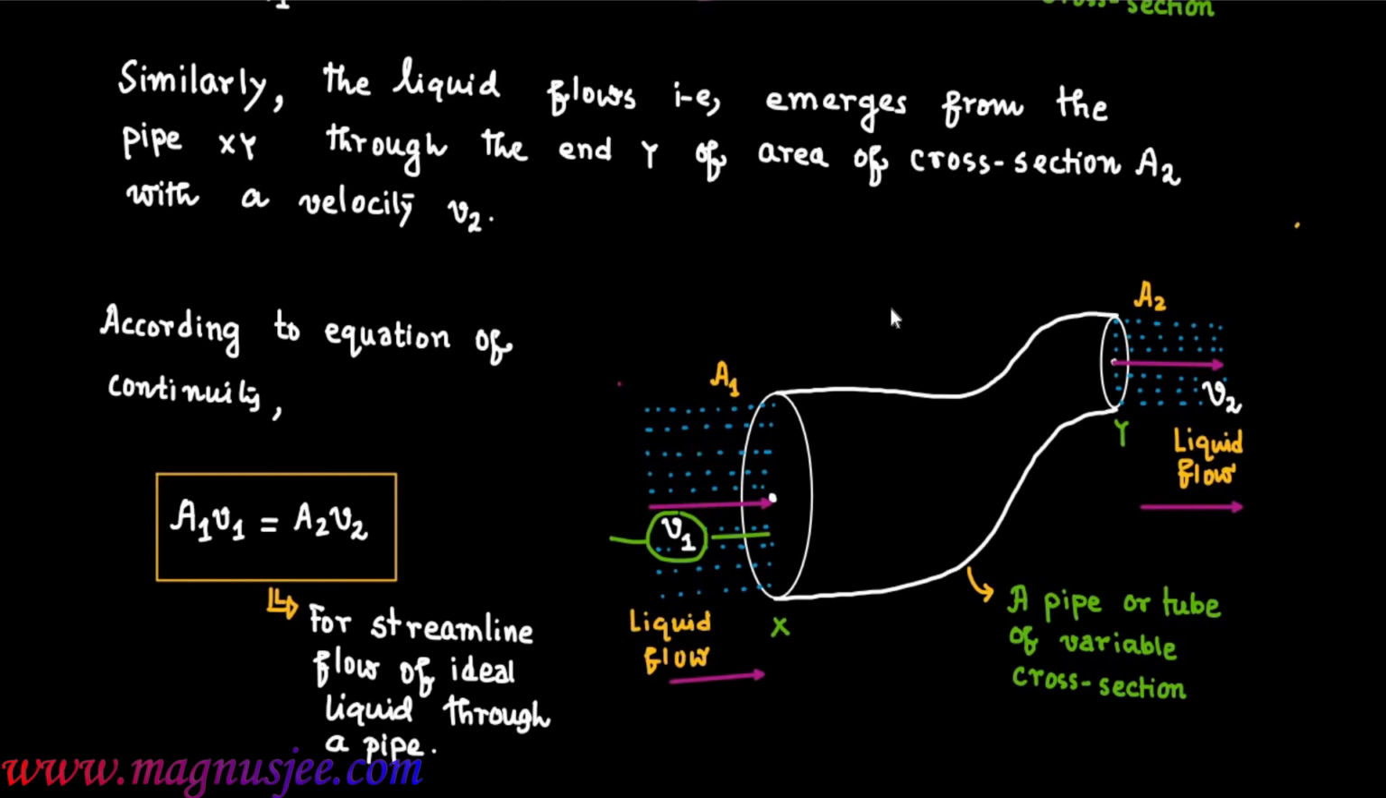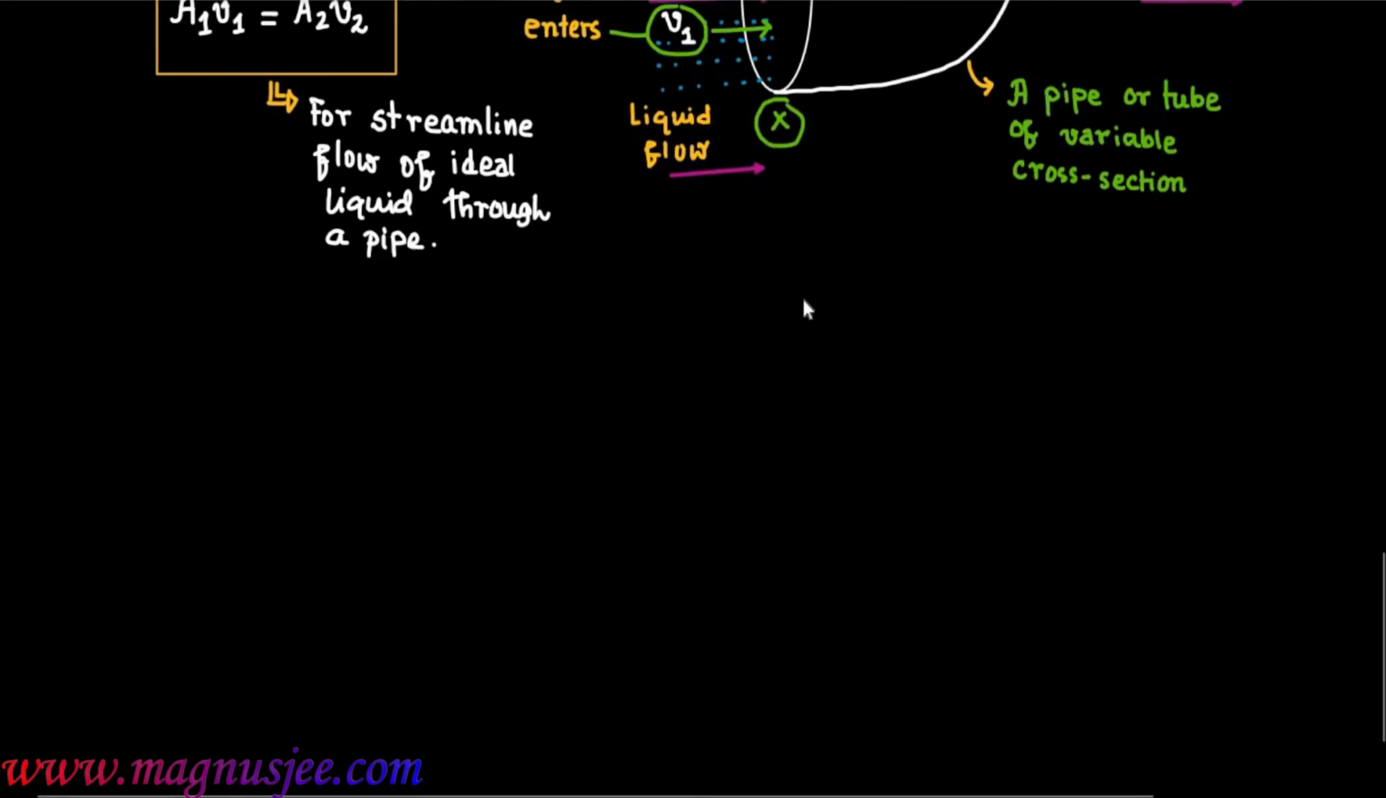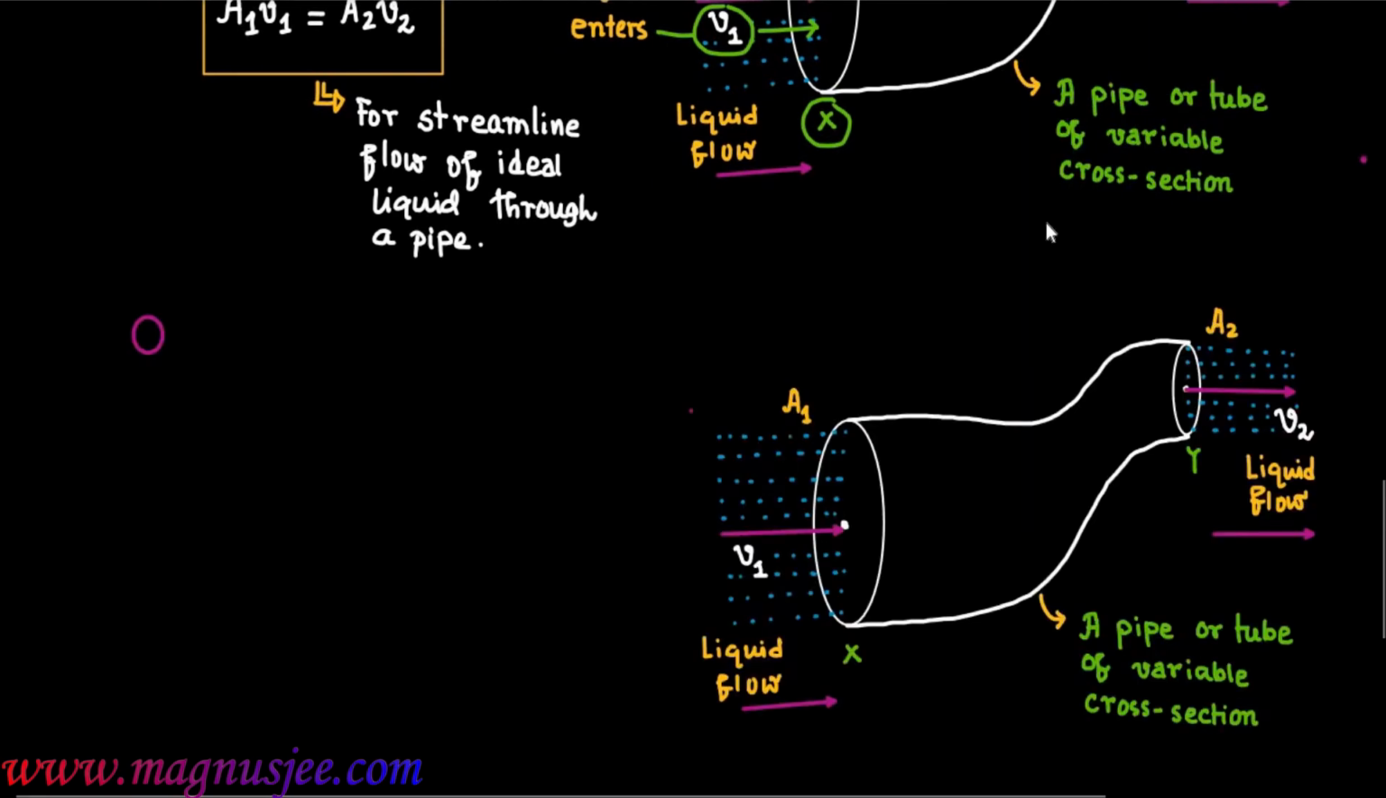Here V1 is the velocity with which liquid flows into the pipe. A1 is the area of cross section of the end X of the pipe. V2 is the velocity with which liquid emerges from the pipe through the end Y, and A2 is the area of cross section of the pipe at the end Y. In this case, A1 V1 is equal to A2 V2.